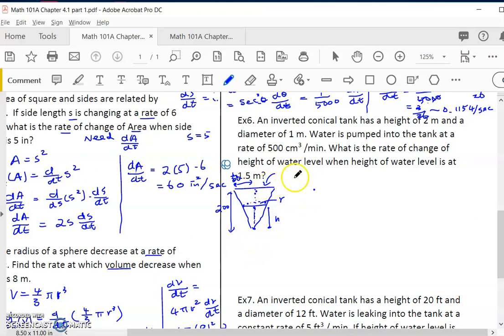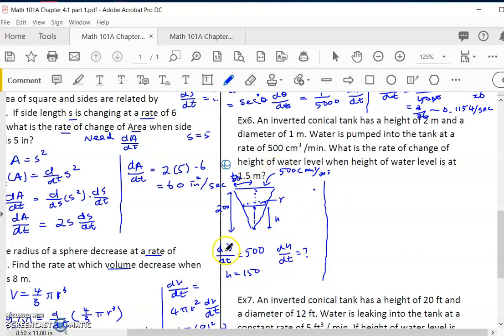So we know the water is being pumped in at 500 cubic centimeters per minute, and that becomes the water here. So we say dV/dt is known as 500 when the height is 1.5 meters. When H is 150, what is the rate of change of the height? So we need dH/dt. This is the analysis, and the picture shows all those variables that we know.